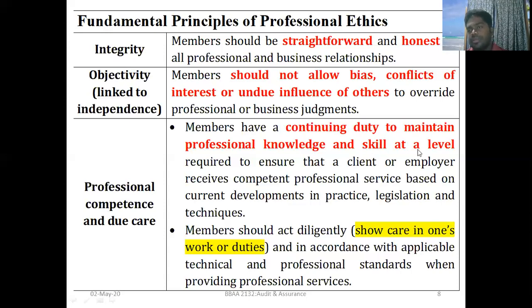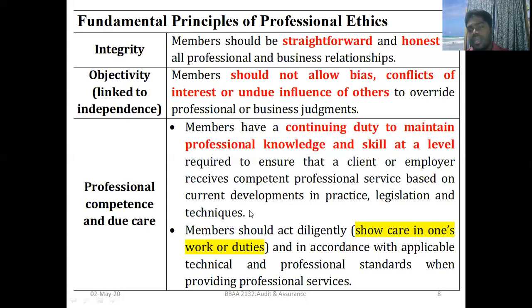That is very important. Even suppose, yes, we should accept that you completed CS Sri Lanka, yes, but time to time you should update your knowledge and skill. You're the chartered accountant, we agree, but time to time the members or chartered accountants should update their knowledge and skill at a level, because it is required to ensure that a client or employer receives competent professional service based on current developments in practice, legislation and techniques.